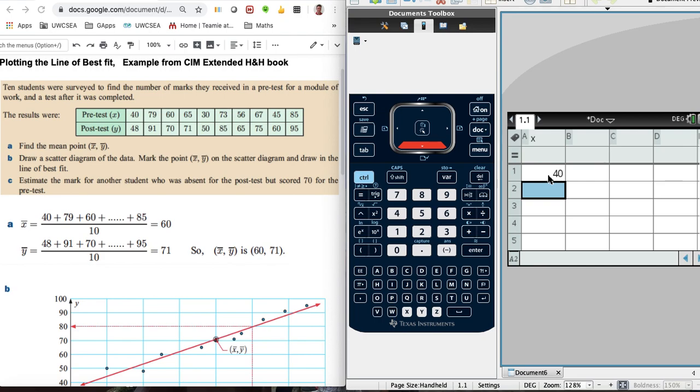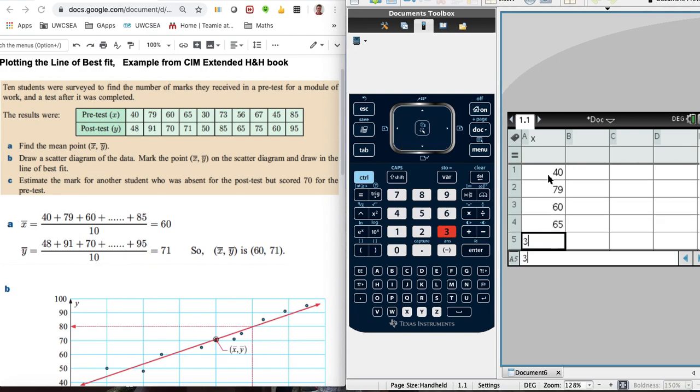It's probably a good idea if you copy what I'm doing at the same time. 79, 60, 65, 30, 73, 56, 67, 45, and 85, and there's 10, which is correct.